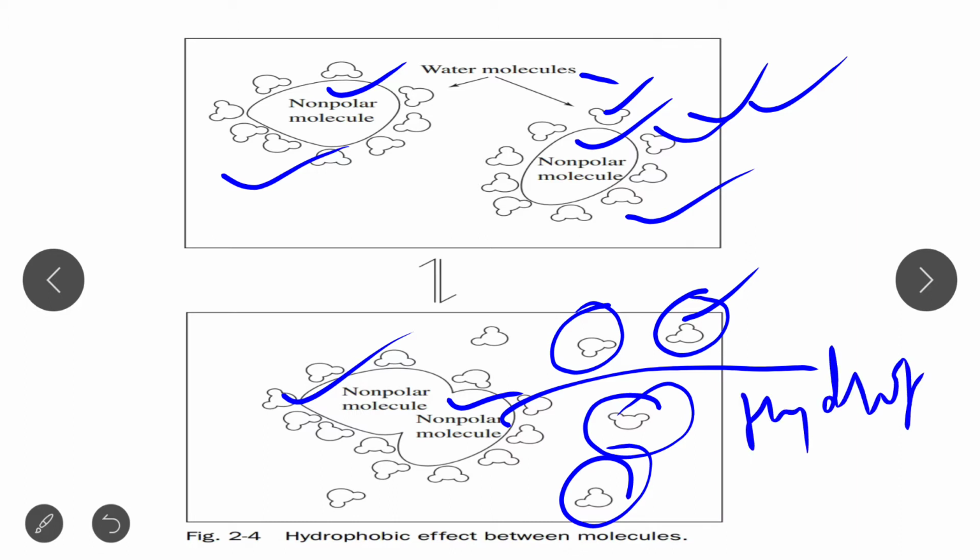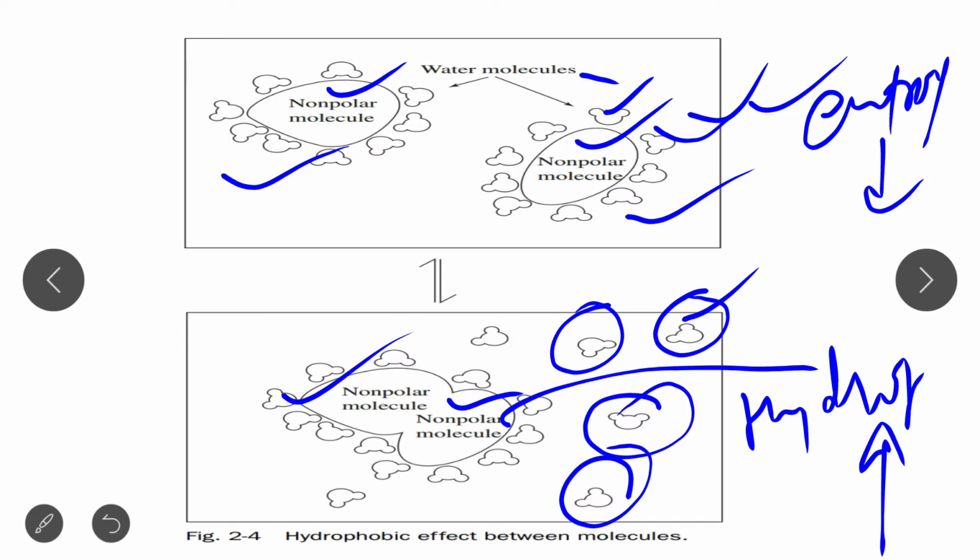Okay, so in this case, in the first step, the entropy is basically less. While in the second case, when the non-polar molecules form their own layer, the entropy basically increases. So this is all about the hydrophobic interaction.